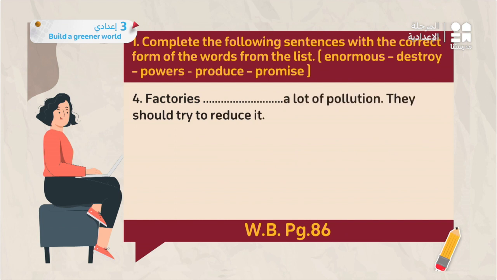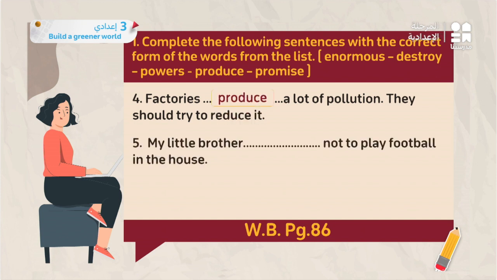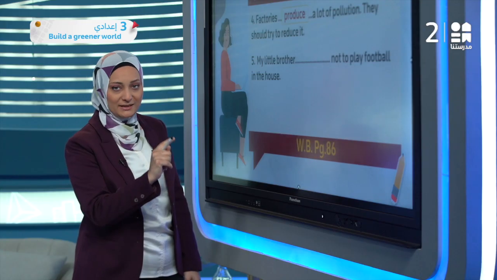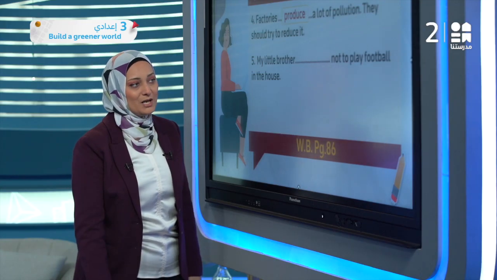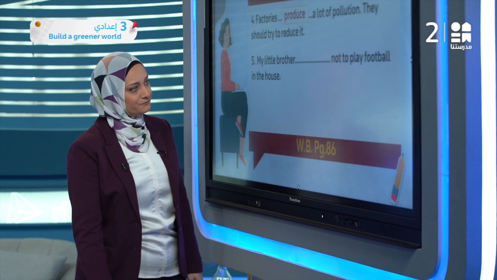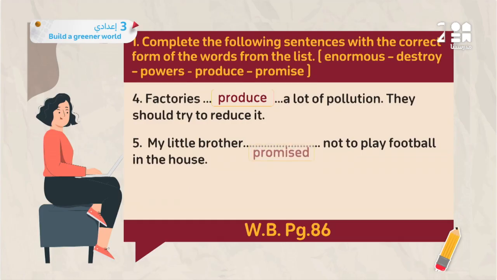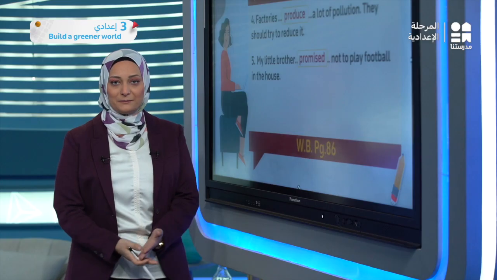Number 4, factories produce a lot of pollution. They should try to reduce it. Factories make a lot of pollution, so they need to reduce it. My little brother promised not to play football in the house. He promised not to play football in the house. I have the verb promise and need to put it in the past because he already promised. So he promised.